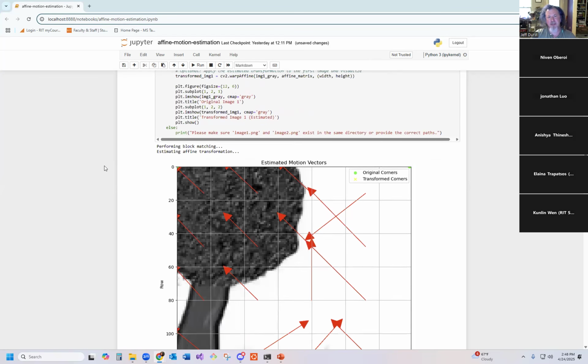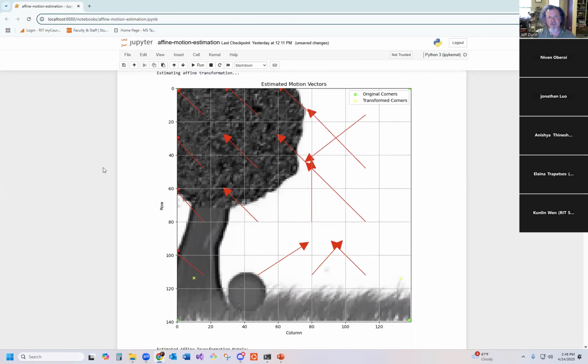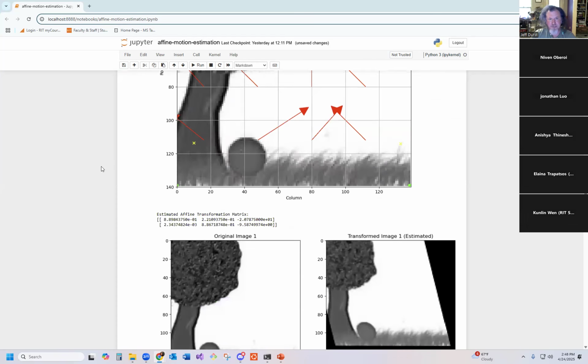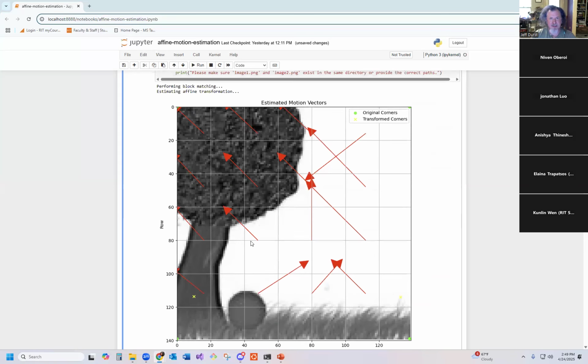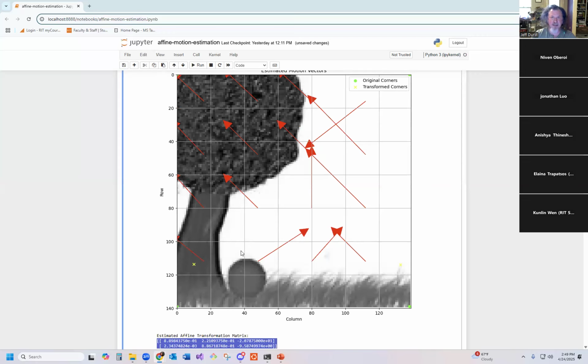So we do our block matching, we do our affine transformation, and what you can see here is our A11, A12, A21, A22, T1, and T2. So for any X or Y we want to know the position of, we can just multiply X and Y by our transformation matrix, and that will tell us where we are. And you can see here, it's done a little bit of estimated motion vectors.